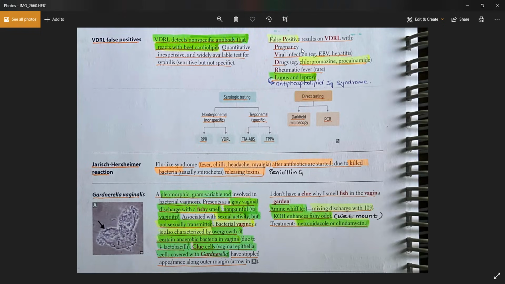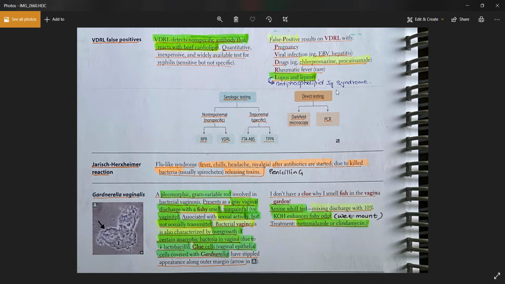But you will also get the false positive VDRL in case of pregnancy, in case of viral infections like Epstein-Barr virus or the hepatitis virus. You need to know the drug names, which are chlorpromazine and procainamide, very important. You will also get this false positive VDRL in case of rheumatic fever and lupus and leprosy. Okay, lupus and leprosy. Very important.